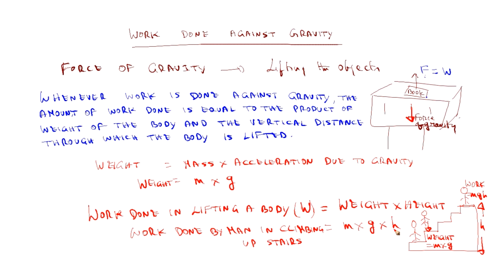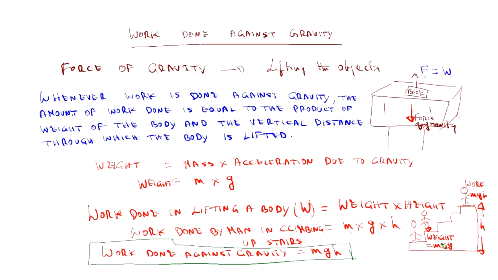So we conclude that work done against gravity is given as mgh, where m is the mass of the body, g is the acceleration due to gravity, and h is the height to which the body is lifted. The thing we need to note down is that when a body is lifted vertically upwards, the force required to lift it is equal to its weight. That's why instead of the force we use the weight.